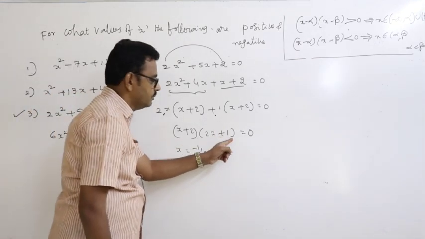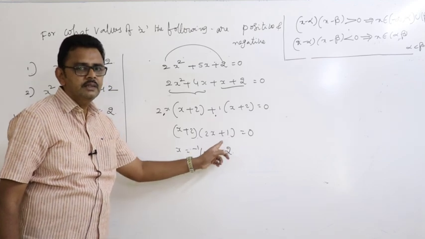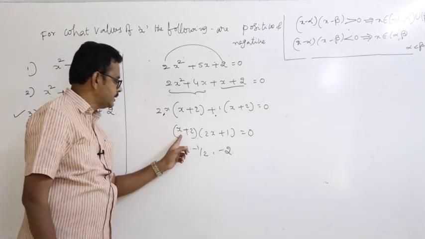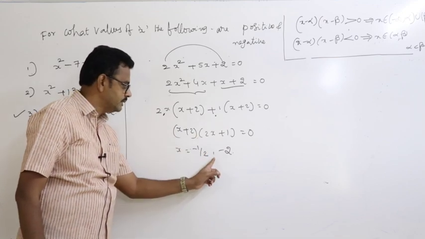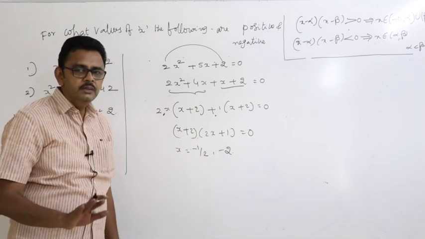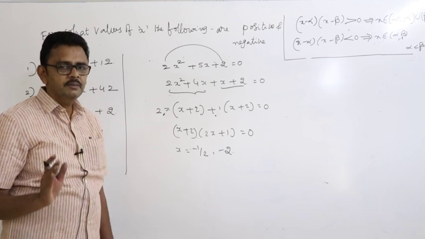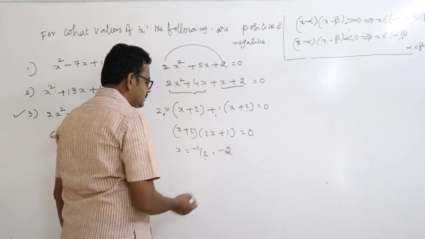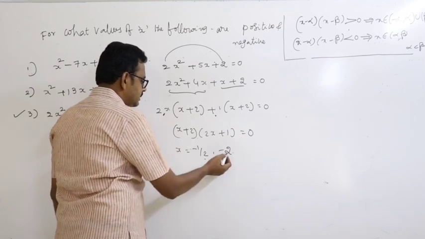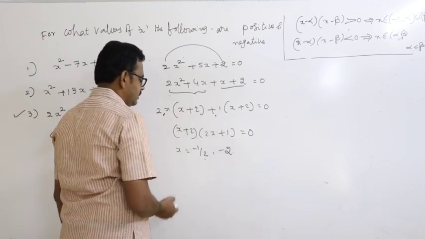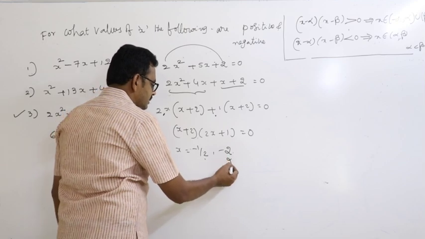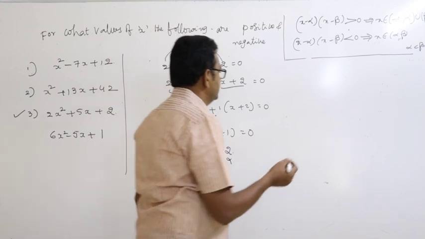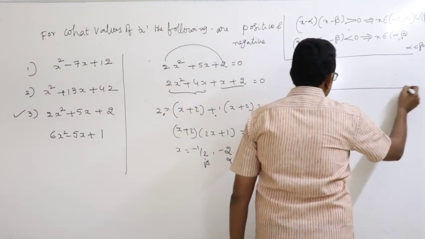2x plus 1 is equal to 0, 2x is equal to minus 1, x equal to minus 1 by 2. x plus 2 is equal to 0, x equal to minus 2. Of these, you decide what is alpha, what is beta. So, minus 2 is less than minus 1 by 2. So, this is the smaller number. This is alpha and this is beta.